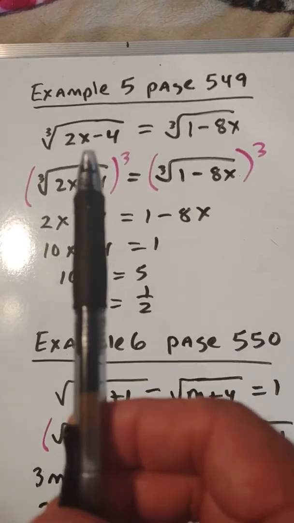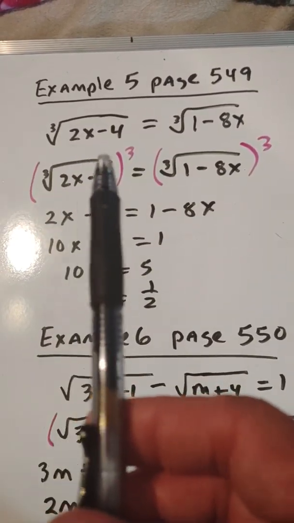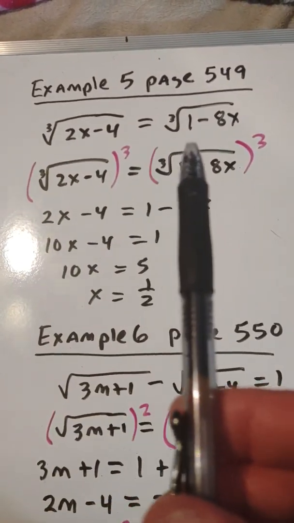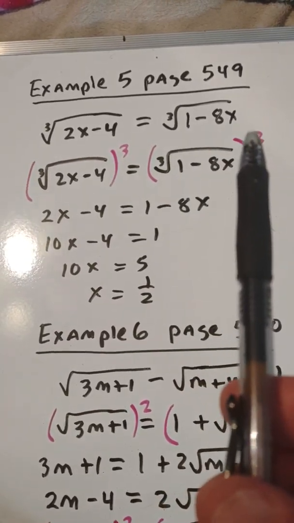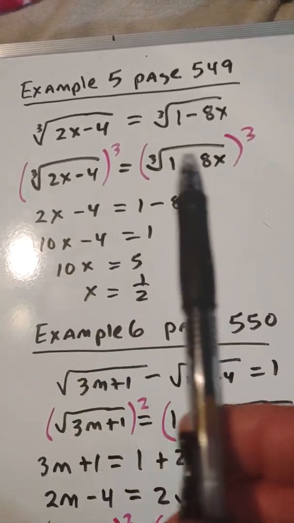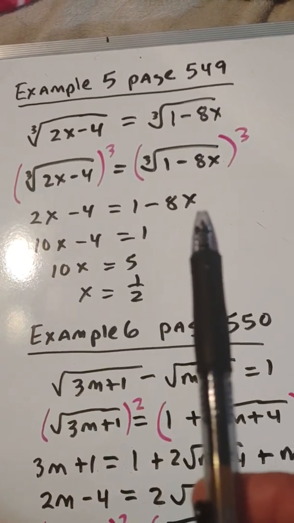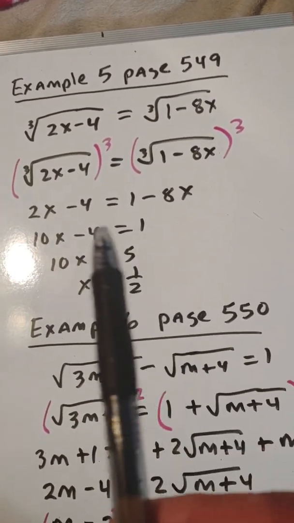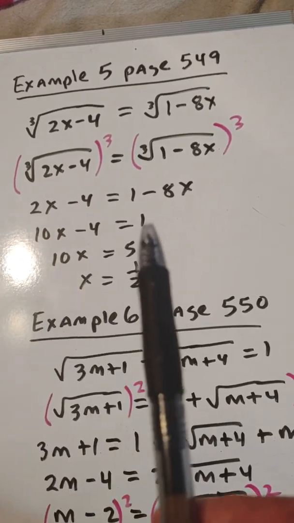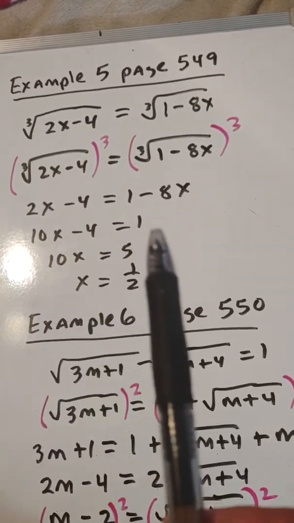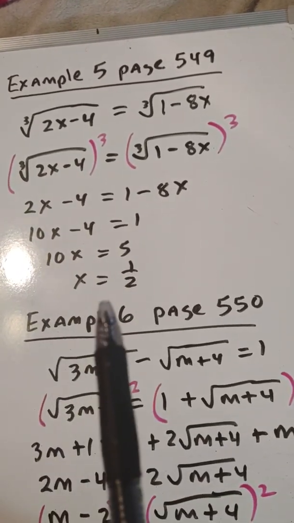This is example 5, page 549. This is cube root of 2x minus 4 equals cube root of 1 minus 8x. What we're going to do is cube both sides. That gives us 2x minus 4 equals 1 minus 8x. I'm going to add this 8x over. I get 10x minus 4 equals 1. Two-step form. Add 4. Divide by 10. I get x equals 1/2.